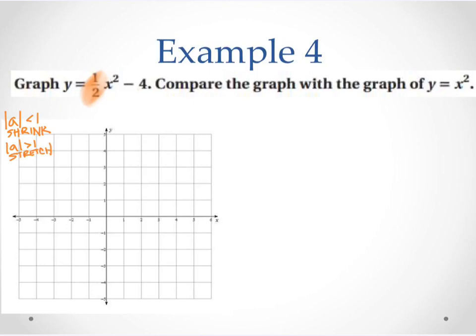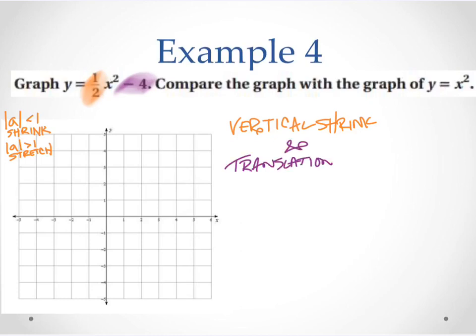If the absolute value of the leading coefficient is greater than 1, it's going to be a vertical stretch. So remember that. It's going to come up all the time, right? So this is going to be a vertical shrink because the absolute value of the leading coefficient is less than 1. And notice the -4 there. That is going to signify a translation. It is a translation down 4 units of the parent function. Okay, and now we're going to graph this.